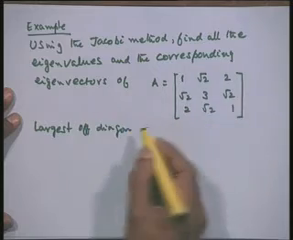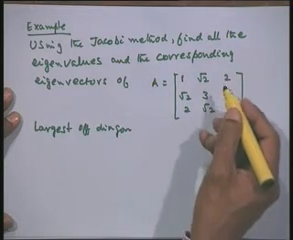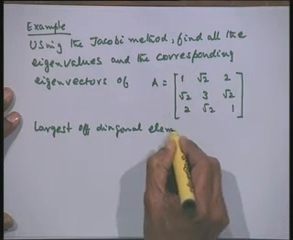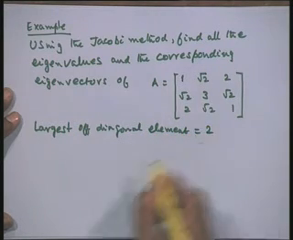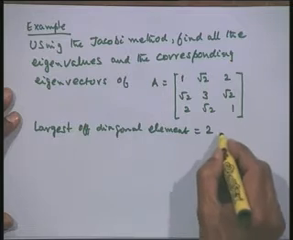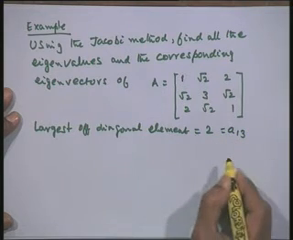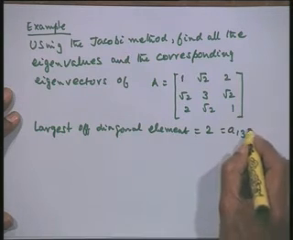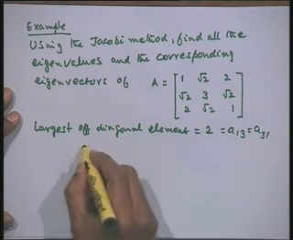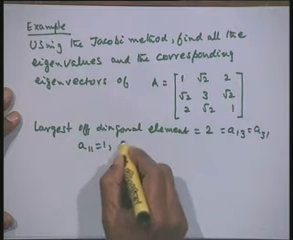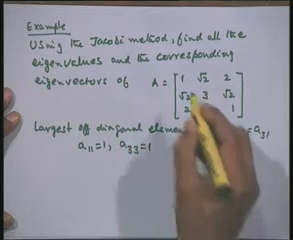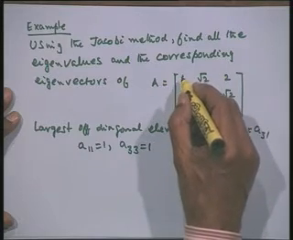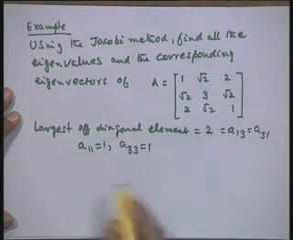Here they are all positive numbers, so we do not have to say magnitude, but otherwise we would have to take it in magnitude. The largest off diagonal element is equal to 2, and this is A13 equal to A31, and the corresponding diagonal elements are A11 equal to 1 and A33 equal to 1. So, with respect to this element I am now taking that sub matrix, where the diagonal elements are 1 and 1 and the off diagonal element is 2.